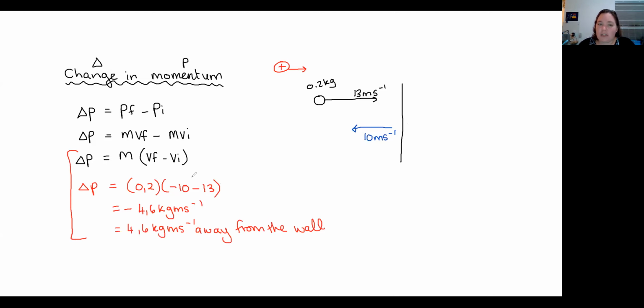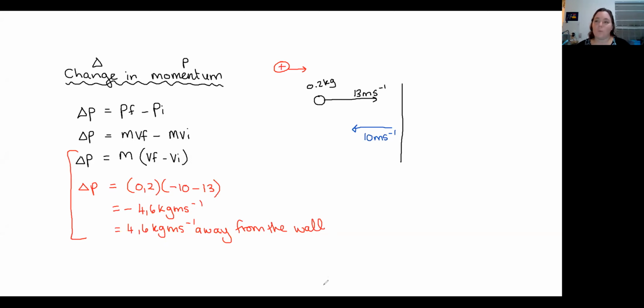So I actually over here have a change in velocity of negative 23. You don't have to work out that it's 23 there. You can just plug it into the full calculation. And that gave me an answer of negative 4.6 kilogram meters per second. The negative is just for a direction. Please remember, this is us going back to vectors, where the negative tells us that it is away from the wall.